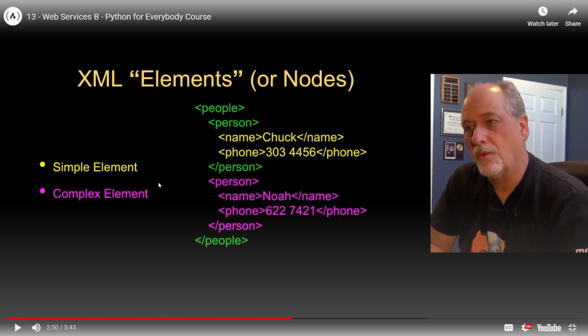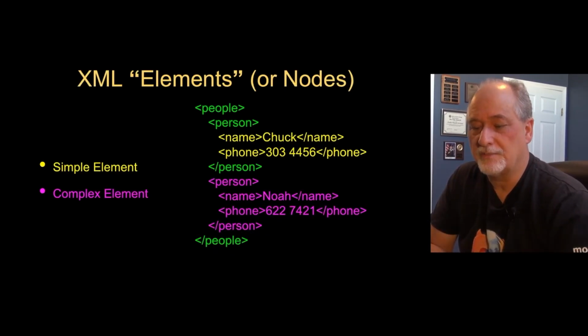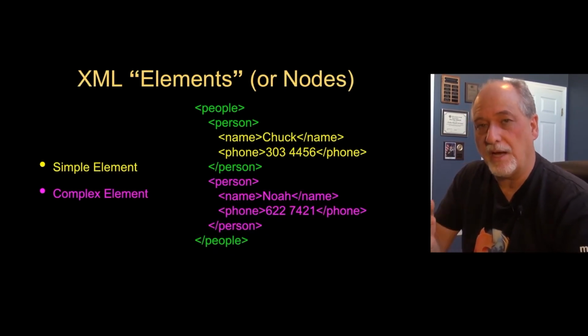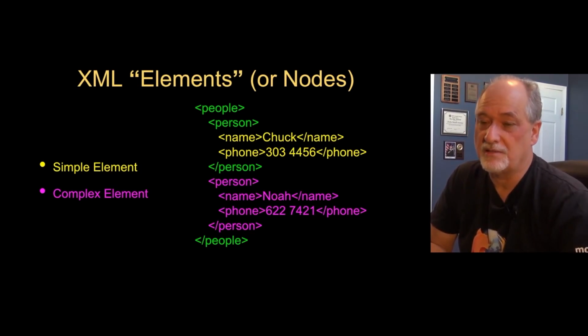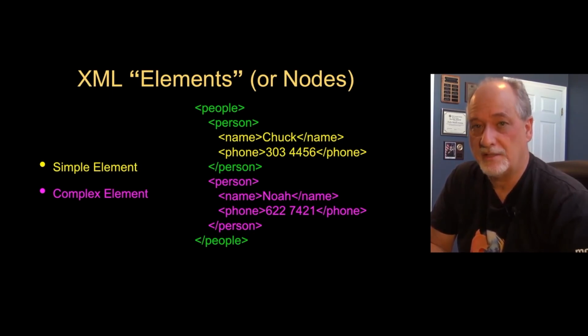Simple element, complex element. What's the difference? One of the concepts is that there is a hierarchical structure within an XML document, and there are parent nodes and child nodes, and you can think of these as simple nodes that is a tag and some data, or a complex element that has a tag that includes other tags, some child tags.